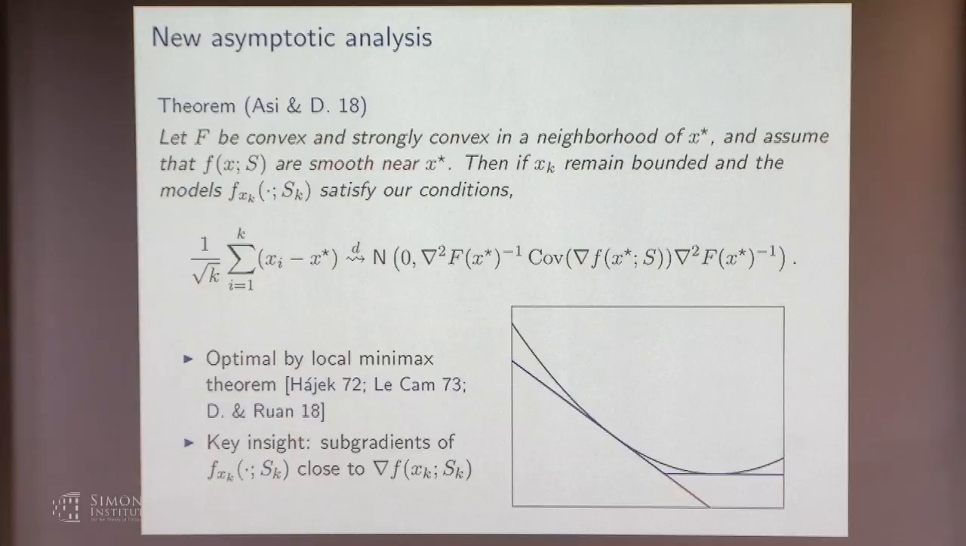So you get this kind of nice asymptotic normality result no matter what your objectives are, as long as you have smoothness near x star. You can blow up exponentially, super exponentially outside of things, it doesn't matter.